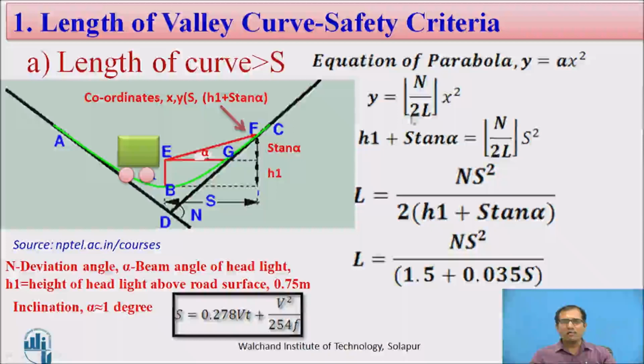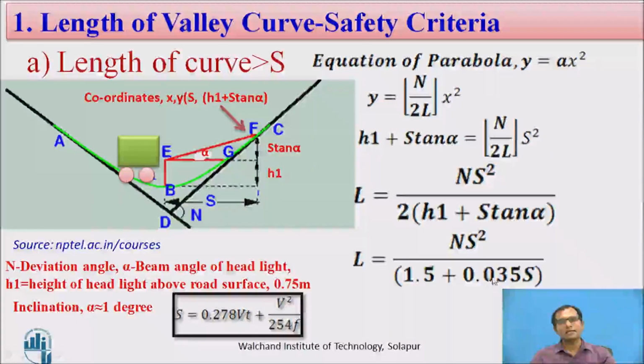So put that y value, and x is nothing but the stopping sight distance or headlight sight distance. Taking all the values, n s square upon 2L equal to h1 plus s tan alpha. Put the h1 value as the average height of the headlight, 0.75 meter, and alpha as 1 degree. In this case the equation will become L equal to n s square upon 1.5 plus 0.035 s, where s is the stopping sight distance.